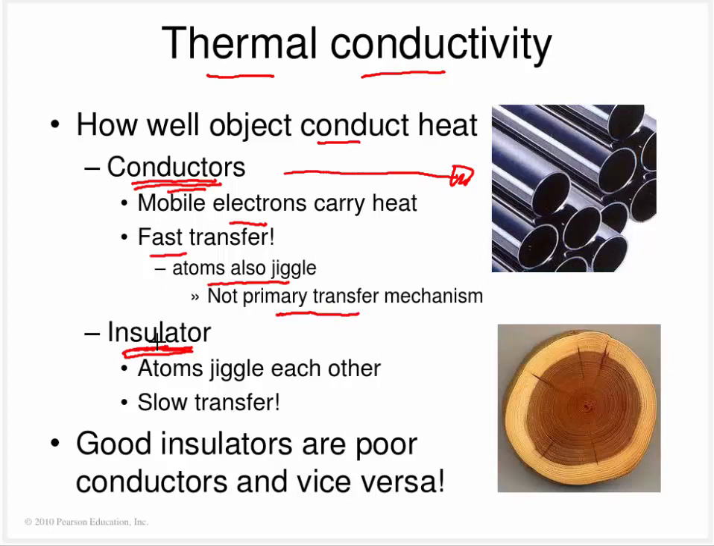Insulators, on the other hand, tend not to have the free electrons that conductors have. Sure, the atoms are going to jiggle against one another, but it's going to be a relatively slow transfer of energy. So think of things that are not good conductors of electricity. Think about things like wood or plastic, or actually, believe it or not, air. It turns out that good insulators are poor conductors, and vice versa.